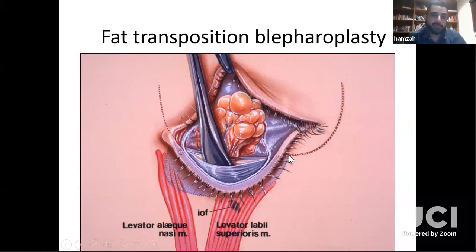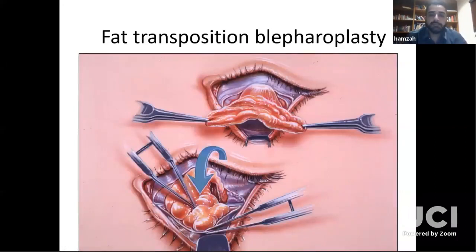And so my preference is a suborbicularis dissection, because then the infraorbital nerve is subperiosteal, so this is less likely to get injured. Here showing again the formation of the pedicles and the tucking in of these pedicles in the flap created.